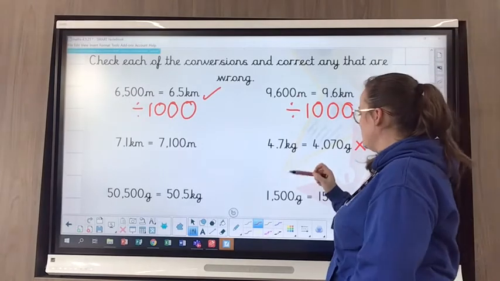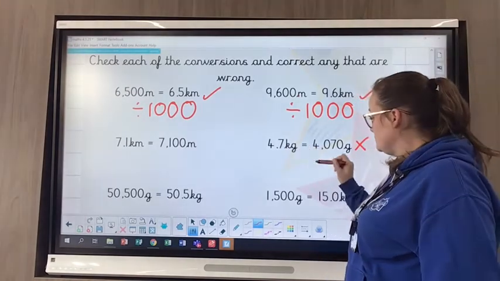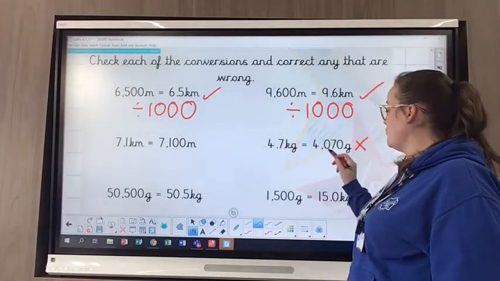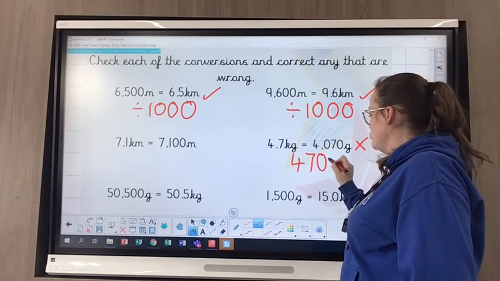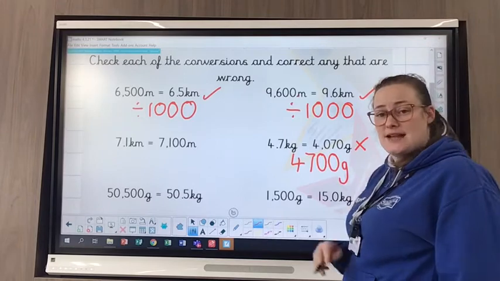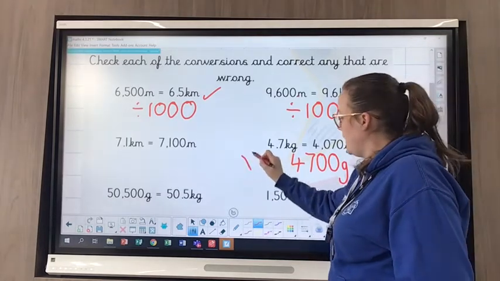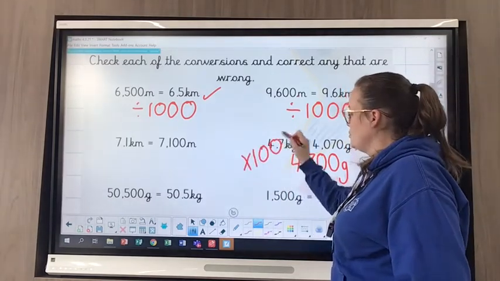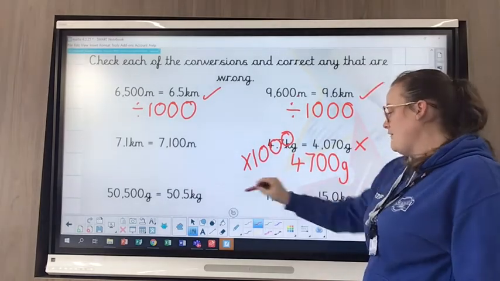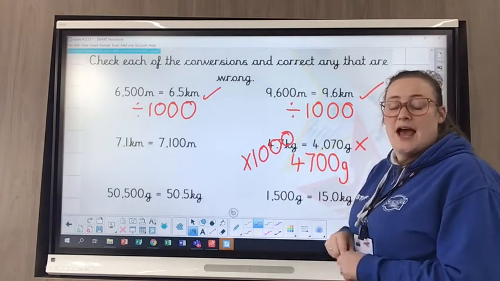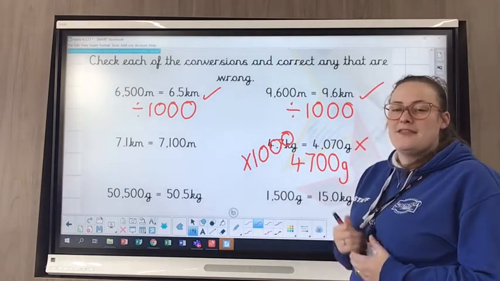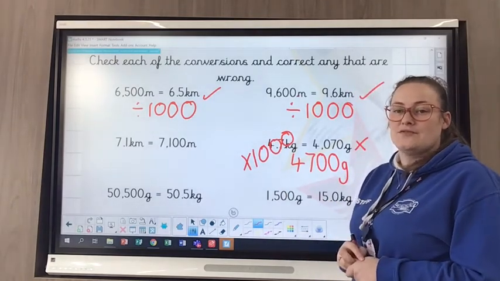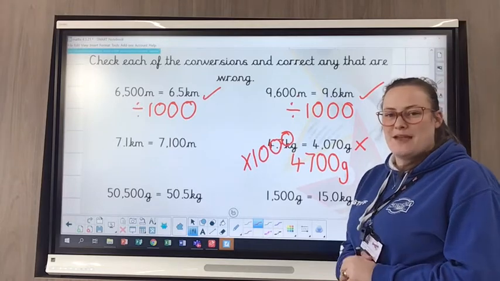No, I am not, because my decimal place would need to move 3. So I would have 4,700, because this time we would be multiplying by 1,000, wouldn't we? Can you have a go at the final 2 questions and let me know if I have the right answers? Write them in your books and take a picture at the end of the lesson and send it over with your main work.